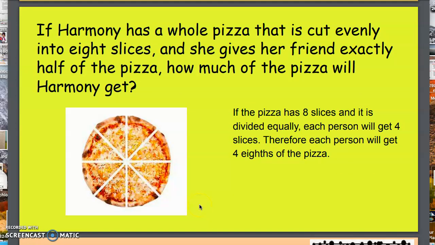Next, if Harmony has a whole pizza that is cut evenly into 8 slices and she gives her friend exactly half of the pizza, how much of the pizza will Harmony get? Well, here she's going to use fractions. So if the pizza has 8 slices and it is divided equally, each person will get 4 slices. Therefore, each person will get 4/8 of the pizza. However, if you look at this as a whole pizza, and we give half to Harmony and half to her friend, you would basically give a half of the pizza. But here, we documented that it's 8 slices.